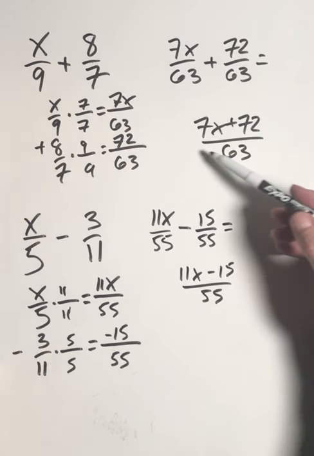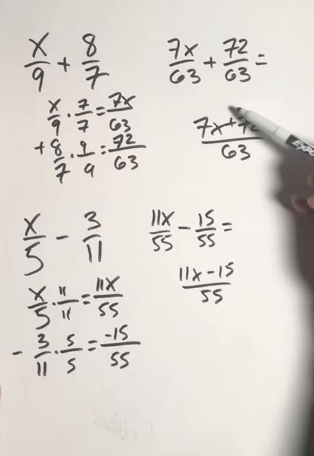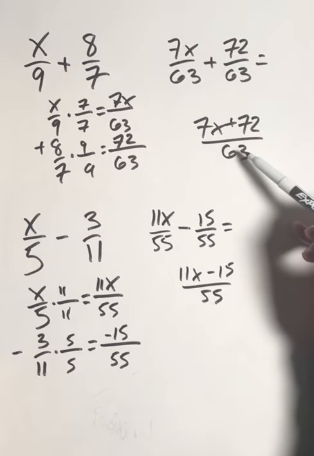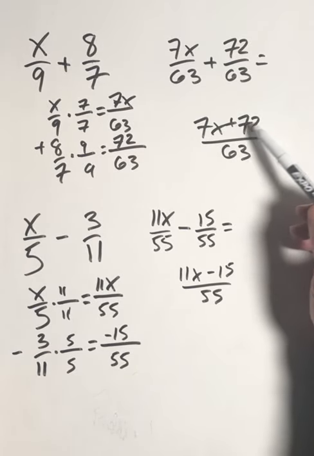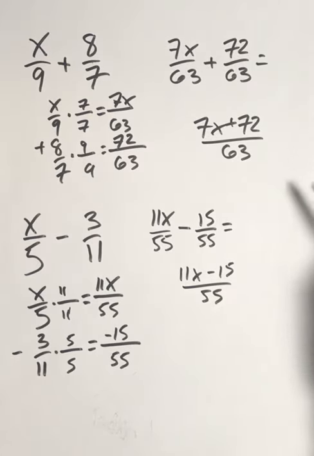55ths. In each of these cases, if all three of these numbers had a common factor, we could divide by it. So in this case, if each of these three numbers, 7, 72, and 63, all had a common factor, we would be able to divide by it. They do not all have a common factor.